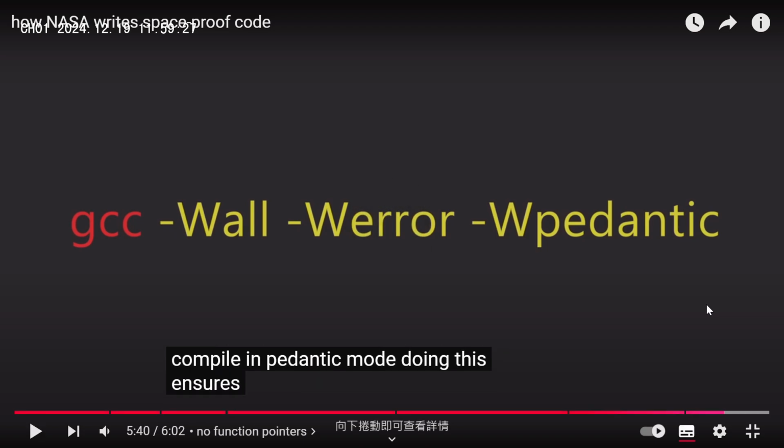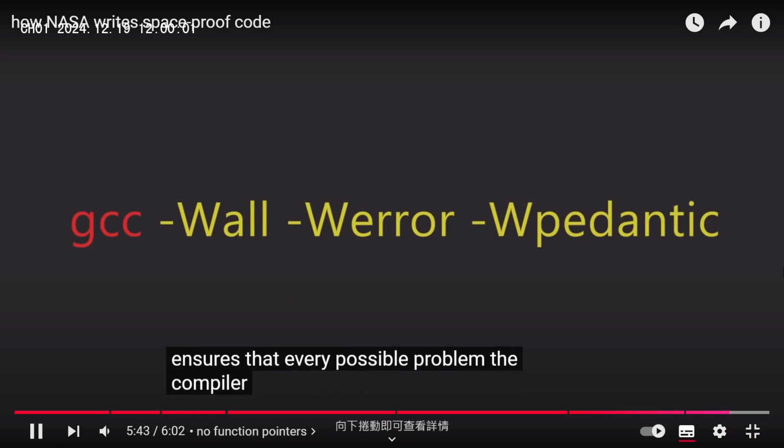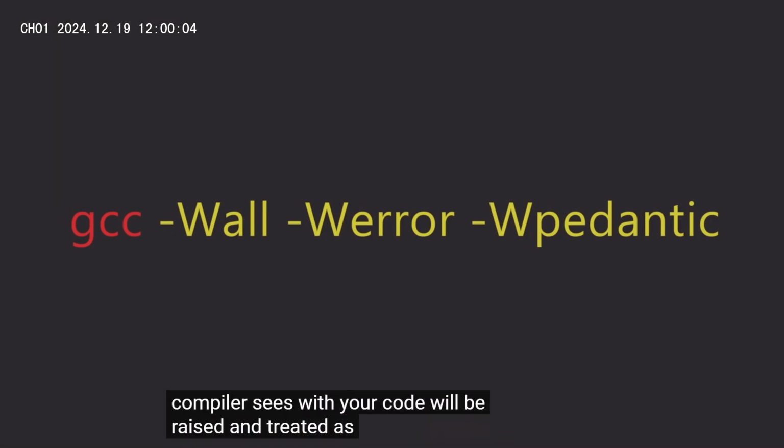When you compile your program, you should turn on all the warnings. So here is the switch for this command: pedantic. This switch can show all the warnings about your program. For example, it can show that some variable is not initialized, and this can help you to detect potential problems. It ensures that every possible problem the compiler sees with your code will be raised and treated as an error.